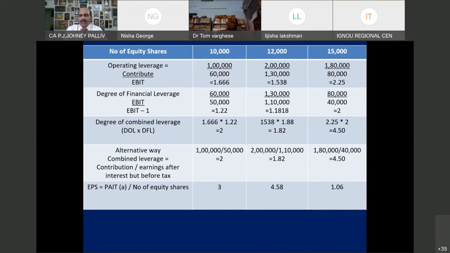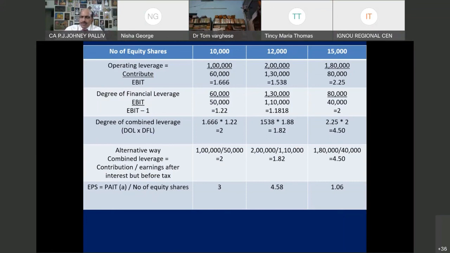And finally, you are required to calculate earnings per share, which means what is the earning out of a particular share value. Suppose 2 rupees is the earning, 10 rupees is the face value, then what is the earning per share? 2 rupees out of the shares. That is the purpose of this question.